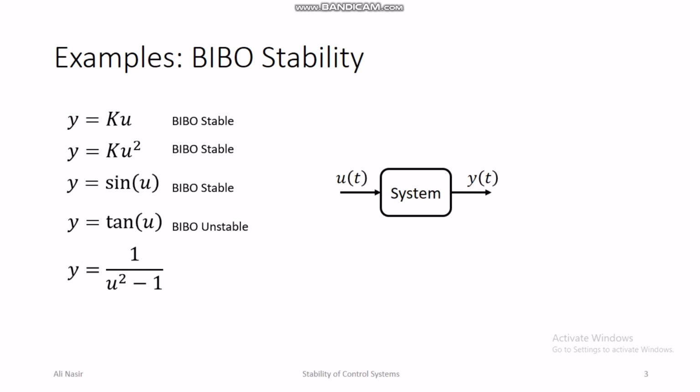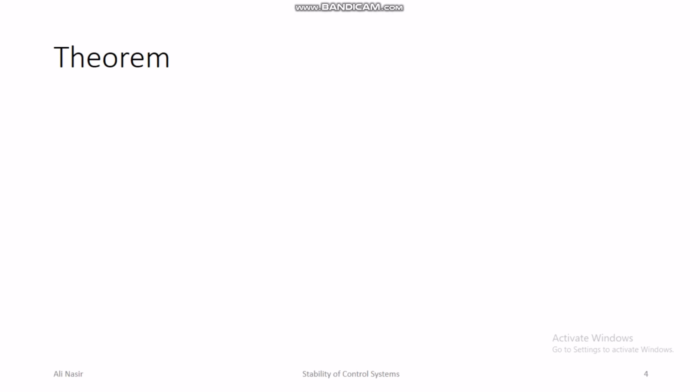Similarly, if y is equal to 1 over u square minus 1, then you can see that if u is equal to plus 1 or if u is equal to minus 1, the square of u will be plus 1, and 1 minus 1 in the denominator will result in infinite value of y. So this system is also BIBO unstable. So these are the examples of BIBO stable and BIBO unstable systems.